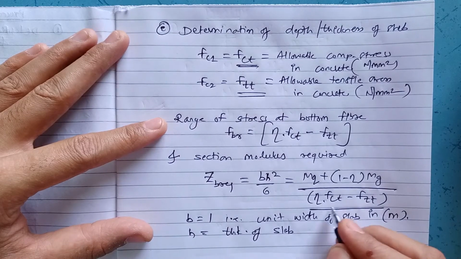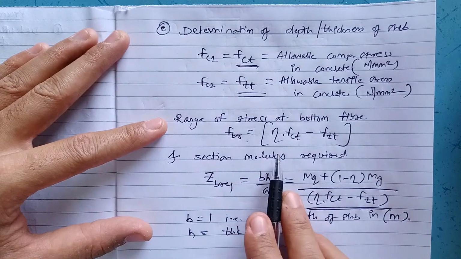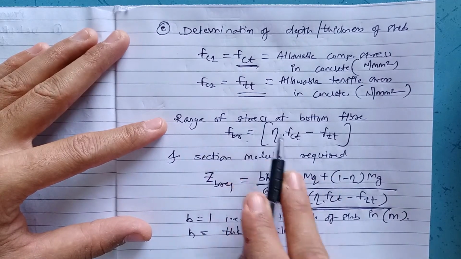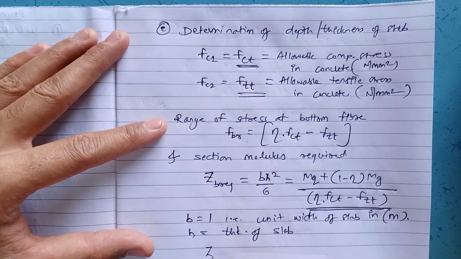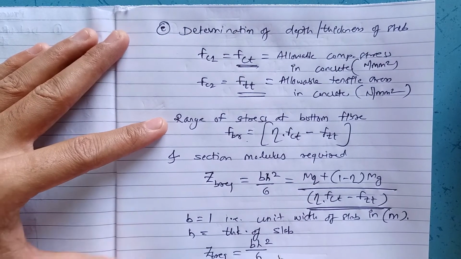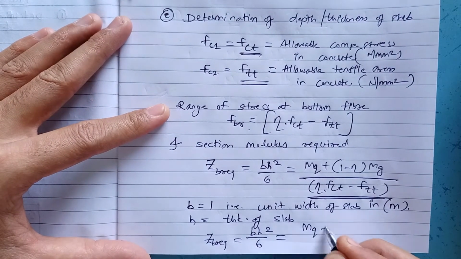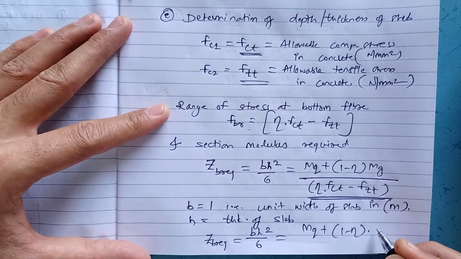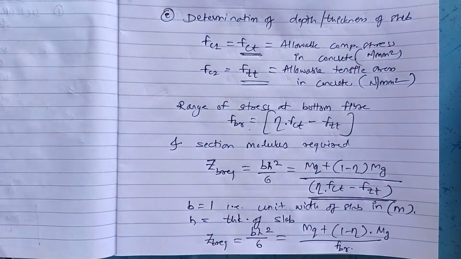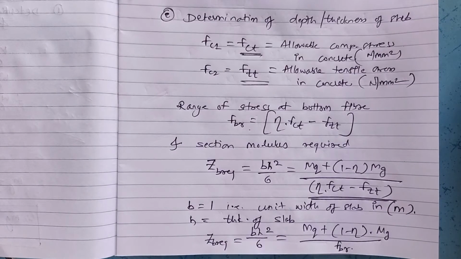Now here you can substitute eta into FCT minus FTT as FBR, that is range of stress at bottom. Hence we can write ZB required is equal to BS square by 6 is equal to MQ plus 1 minus eta into mg divided by FBR. Now we are supposed to remember all these formulas during designing one-way PSC slab.